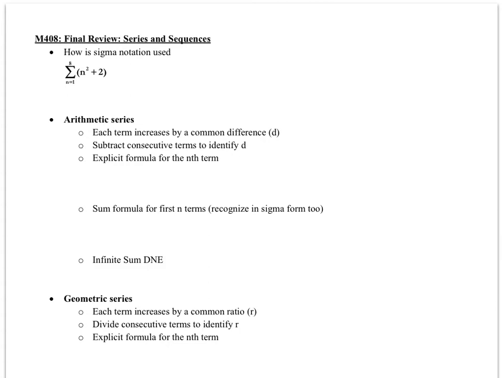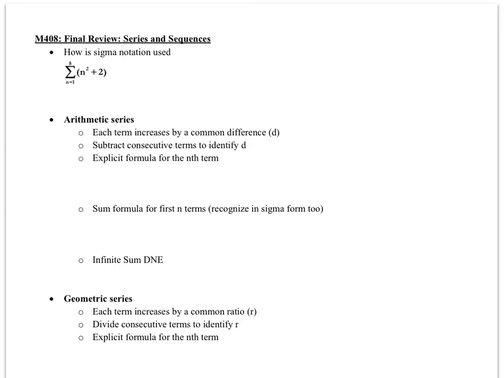Okay, in this video I'm going to review the topics from our series and sequences chapter to help prepare you for the final. First of all, one thing that students are often confused with is how exactly we use sigma notation. So let's break down what this means. First of all, the weird looking S is our sigma sign, and the n equals 1 is the first value. The 8 at the top is the last term that we are going to find.